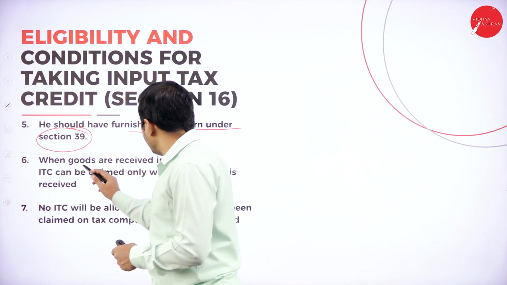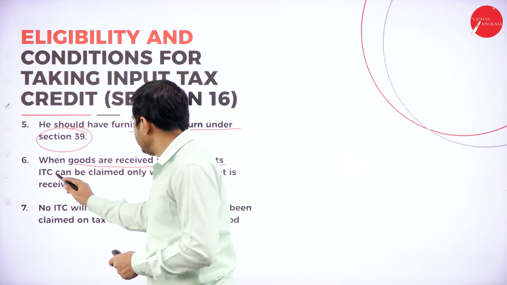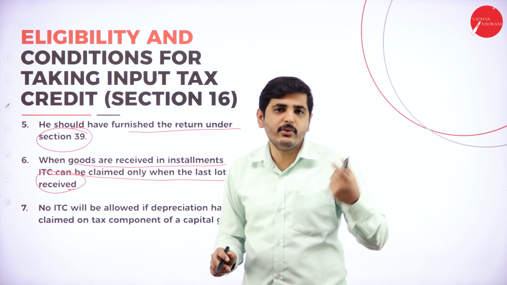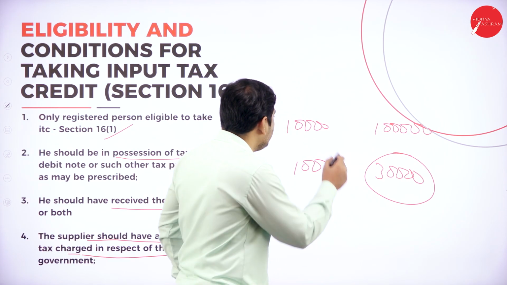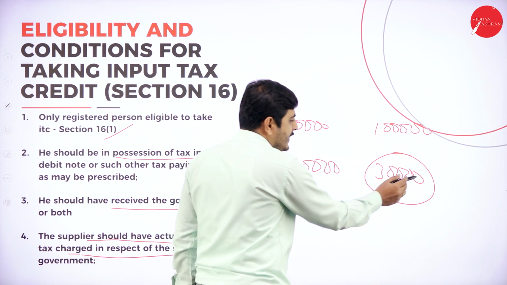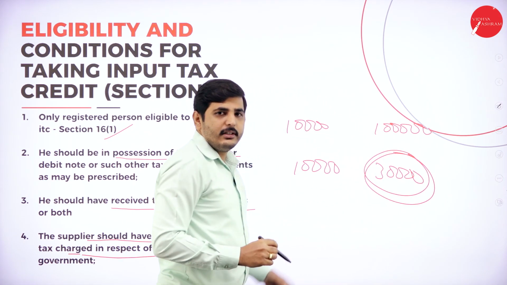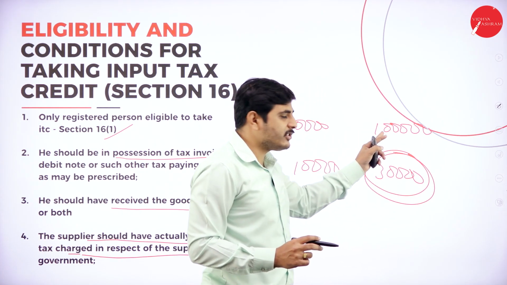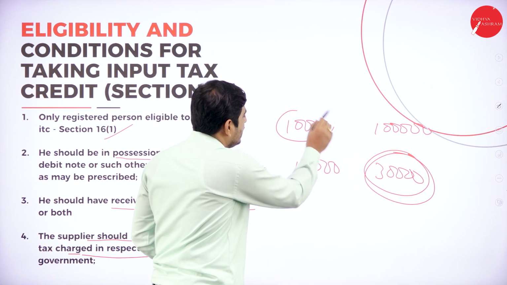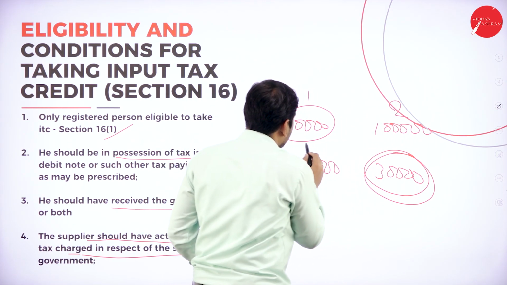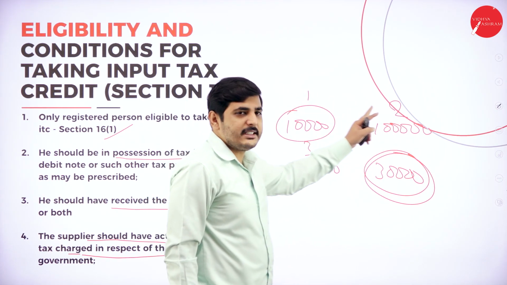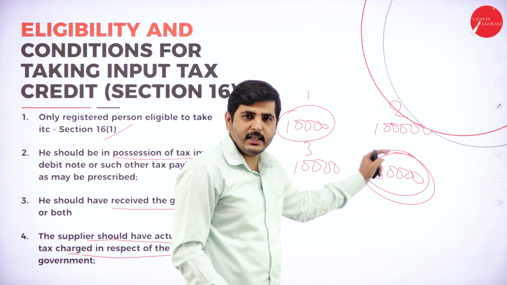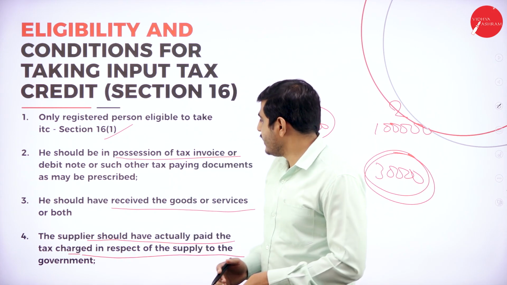Next one, when goods are received in installments, ITC can be claimed only when the last installment is received. I already explained. For example, if we are receiving the goods in installments, once we receive the last installment, then only we can claim the input tax credit. In between, after receiving 10,000 as the first installment, then the second and third installments, we cannot claim the input tax between the first and second installment. Only after receiving all three installments, we can claim the input tax credit.